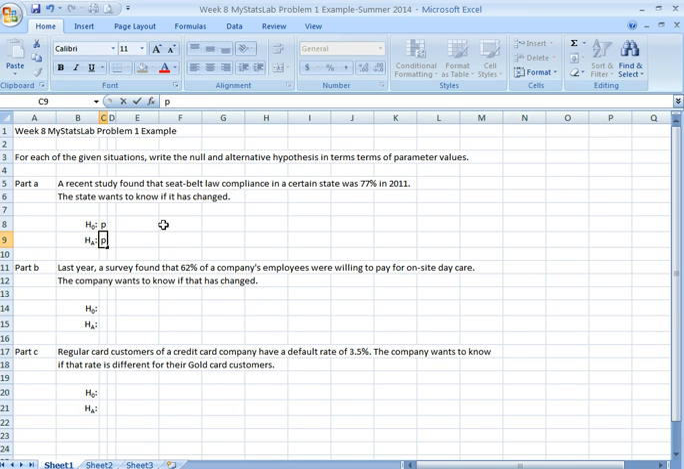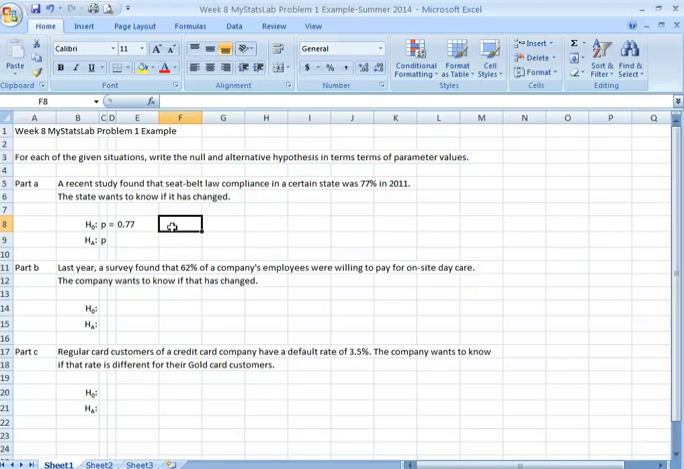So let's think about this. The null hypothesis will be pretty much status quo. So in this case, the survey says that there are 77% that are in compliance. So our null hypothesis will be that P is going to be equal to 0.77. That will be our null hypothesis. So now let's think about our alternative hypothesis.